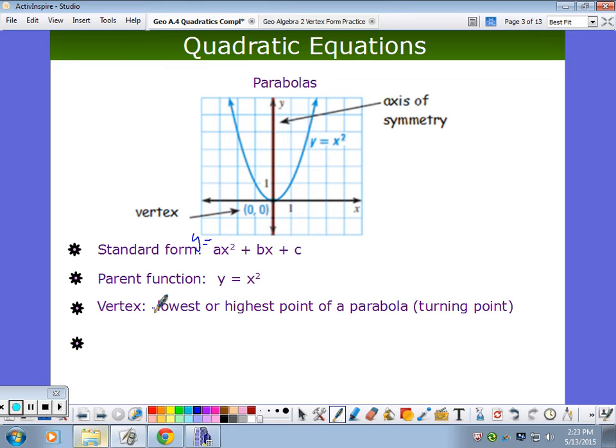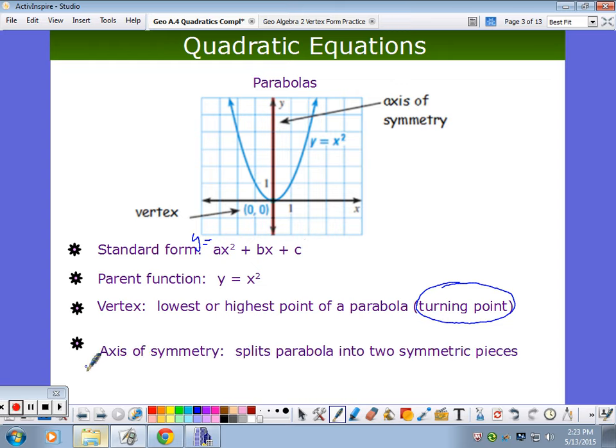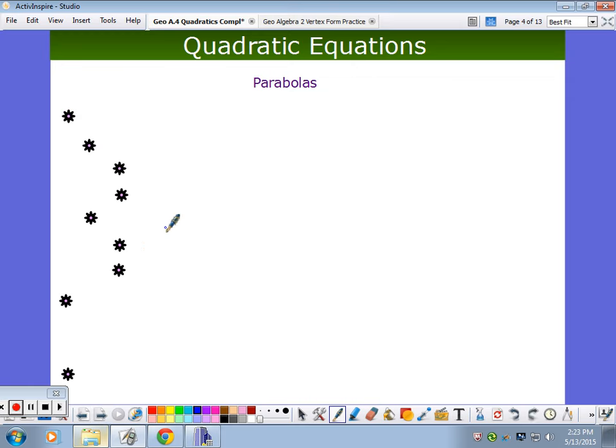The vertex is the lowest or highest point of a parabola. This is what I was trying to get you to say: turning point. Going down, down, down, turning. Going up, up, up. That's your vertex. Axis of symmetry, line of symmetry, you get two symmetric pieces. These are reflections of each other. You know all those words now?